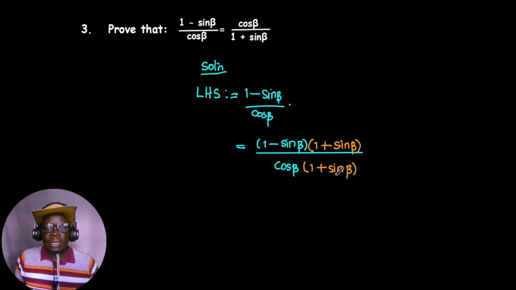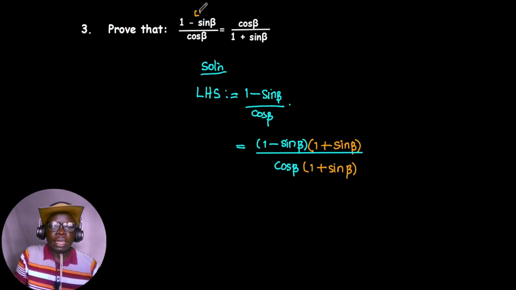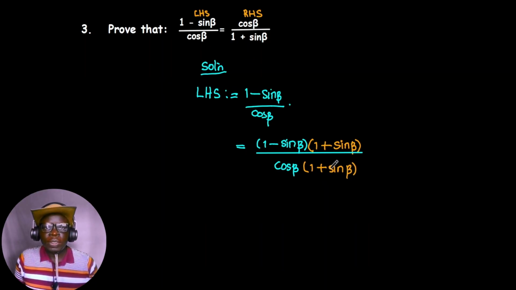Now, when you look at this expression, we are beginning to make something look exactly like the right-hand side. Remember, we said the left-hand side is what we are working with, and this is our right-hand side. So we are ensuring that in our working from the left-hand side, we'll obtain something similar to the right-hand side. From here, you can see already 1 plus sine beta is appearing here.